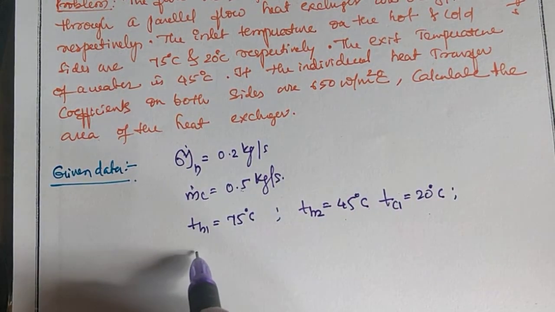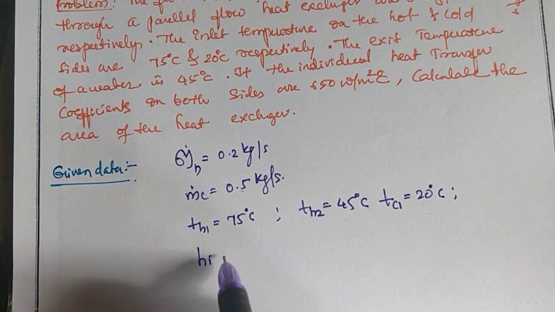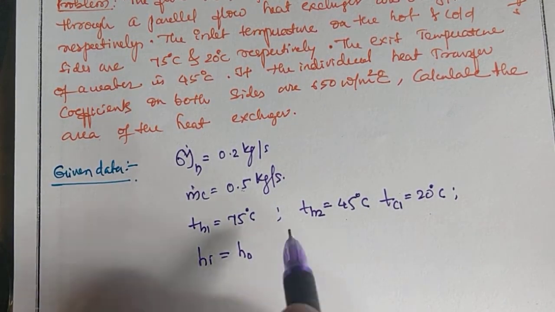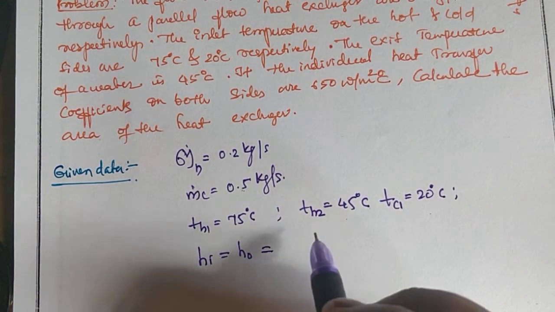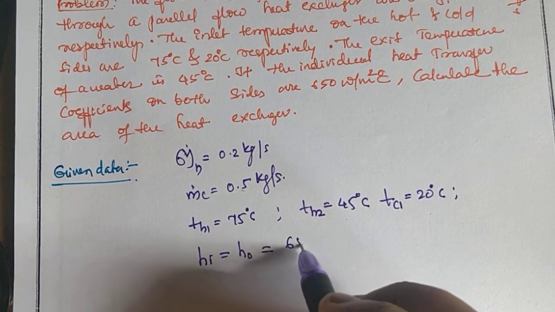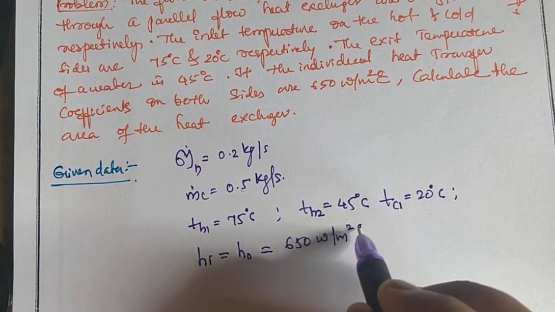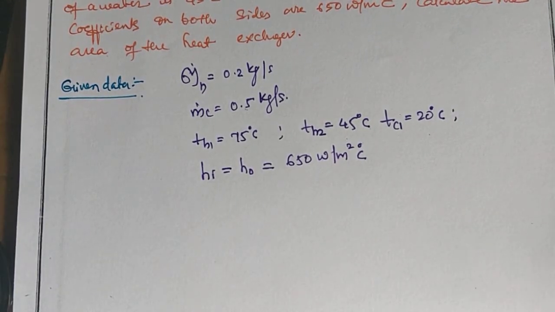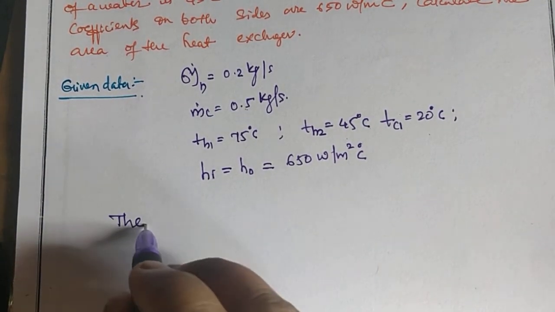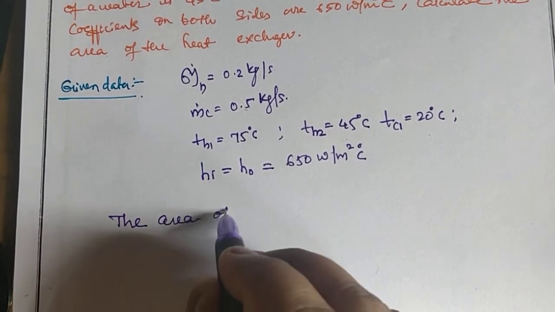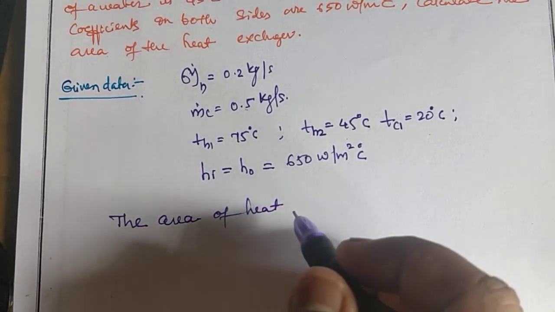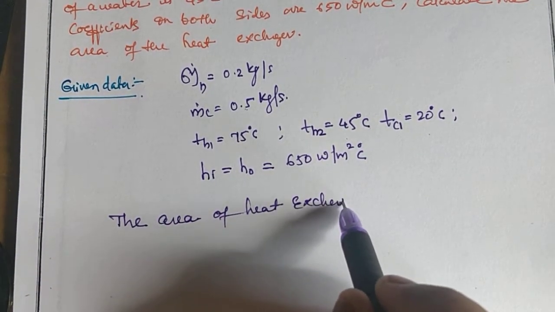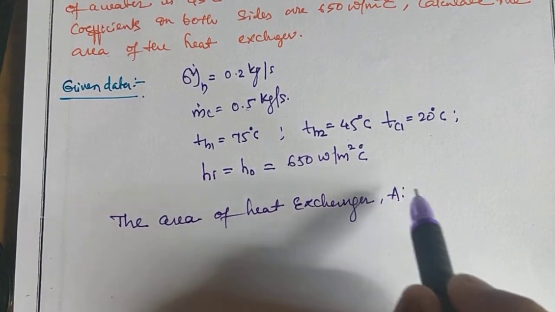Here H1 is the inlet and H2 the outlet of the hot fluid. The heat transfer coefficient on both sides is given already, and it is constant, 650 watt per meter square degree centigrade. So what are we going to find out? The area required, the area of the heat exchanger. That is the area we are going to find out.